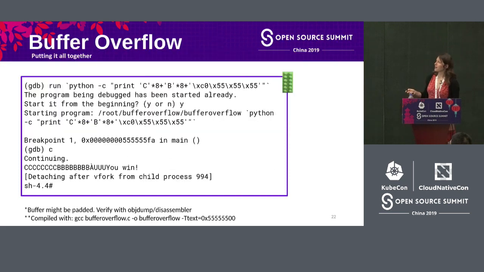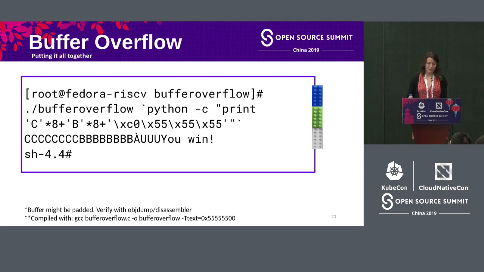And that's what we do. And as I said, RISC-V is a little-endian architecture, which means you have to put the least significant byte, in our case 0xC0, first, and then the rest of the bytes. And you see that a shell is spawned, and you can just do cat /etc/passwd, for example, at this point. Then you just have to double check that it works on your local system as well, outside of GDB.